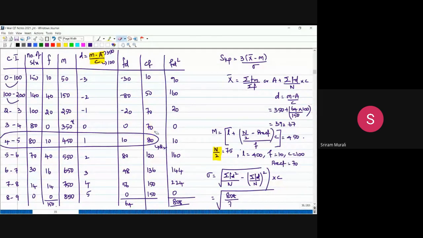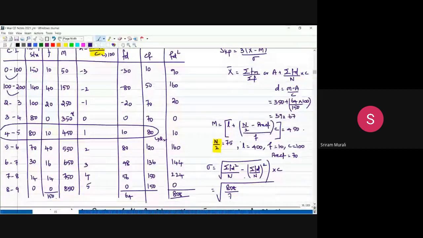Then what do I have to do? Standard deviation. This standard deviation only is left. FD square by n minus sigma FD by n, the whole square. So this is 808 by 150 minus 64 by 150, the whole square.